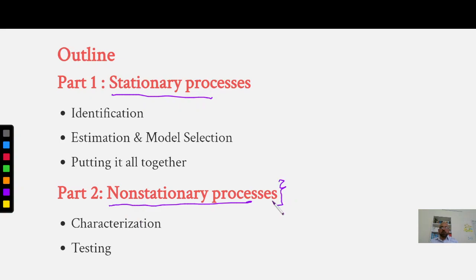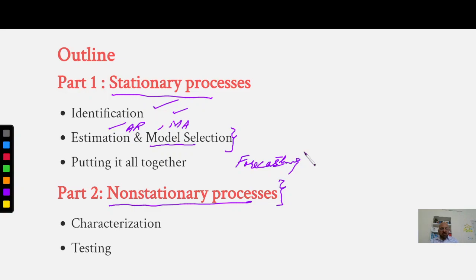So first of all, if your process is stationary, then the next stage is that you have to identify from ACF and PACF whether the model is an ARMA model, AR1 model, ARMA11, AR2, MA2. Once you identify the order, then you estimate. If it is an AR model, you may apply OLS. If it is an MA model, then you have to apply nonlinear least squares or maximum likelihood estimation. Then you identify whether it's parsimonious, and you have to select the appropriate number of lags. If you put it all together and the model passes the diagnostic tests, then you go for forecasting, which we'll do in practice using R.